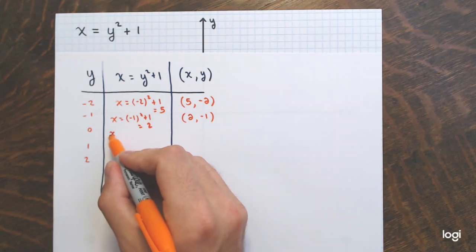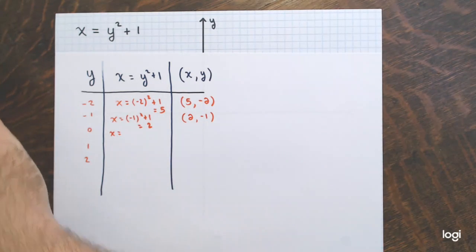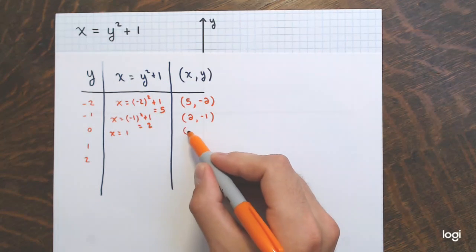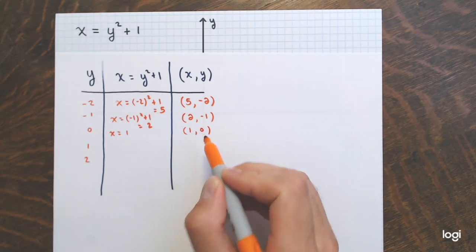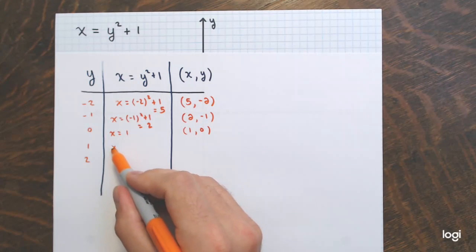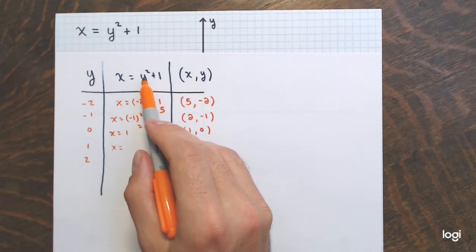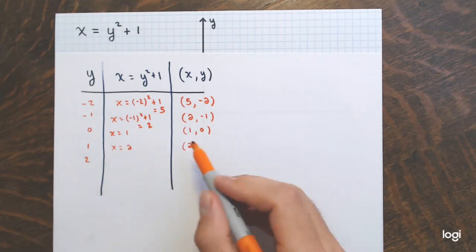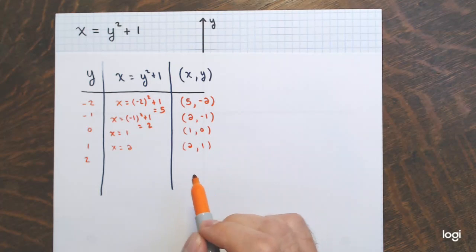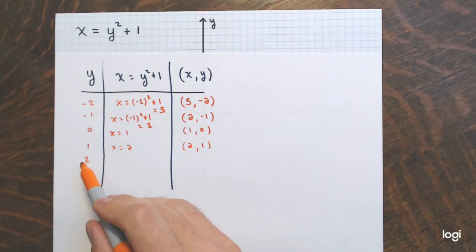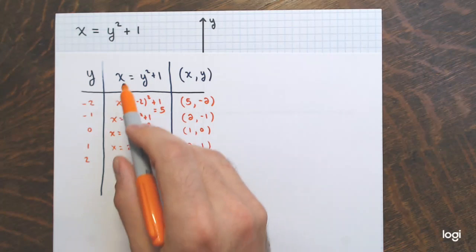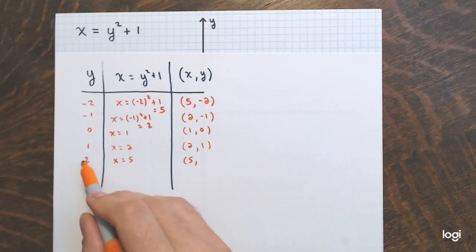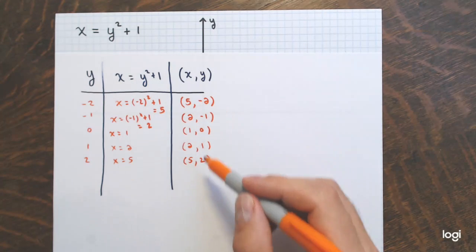I'm just going to write these out. Now, when y is 0, 0 squared is 0 plus 1 is 1. So I'm getting 1 for the x, 0 for the y. When y is 1, you get 1 squared plus 1, which is 2. So 2 for the x, 1 for the y. 2 comma 1 is the ordered pair in the relation. And when y is 2, x equals 2 squared is 4 plus 1 is 5. So I'm getting 5 for the x, 2 for the y. All right. So again, just 5 solutions.